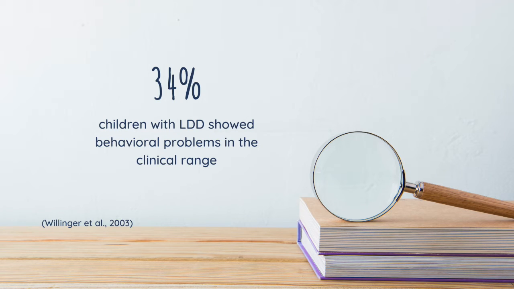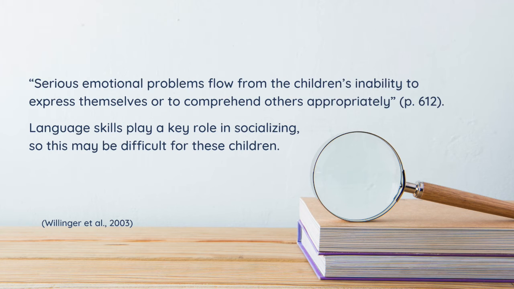That is 34% of the children studied, whereas only 6% or 6 of the control subjects had scores in this range. Of the multiple reasons cited by the study, one was that serious emotional problems flow from the children's inability to express themselves or to comprehend others appropriately. As language skills play a key role in socializing, this may be difficult for children with language disorders.